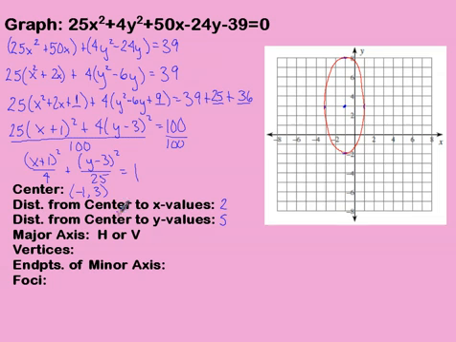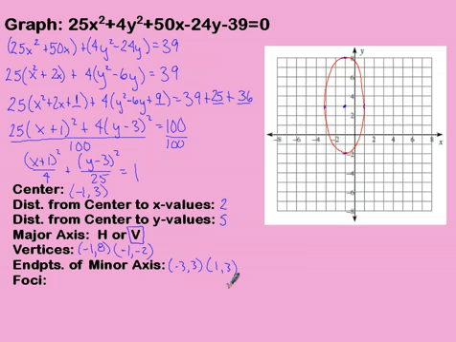Right, so I plotted the center, and then I went out 2 on the x values in each direction. I went up 5 in each direction for the y values. And from this you can see that the major axis is indeed vertical. Right, and from here you can see in the equation that my y values had a larger denominator. The vertices are the endpoints of the major axis. So they are at (negative 1, 8) and (negative 1, negative 2). And the endpoints of the minor axis are at (negative 3, 3) and (1, 3).